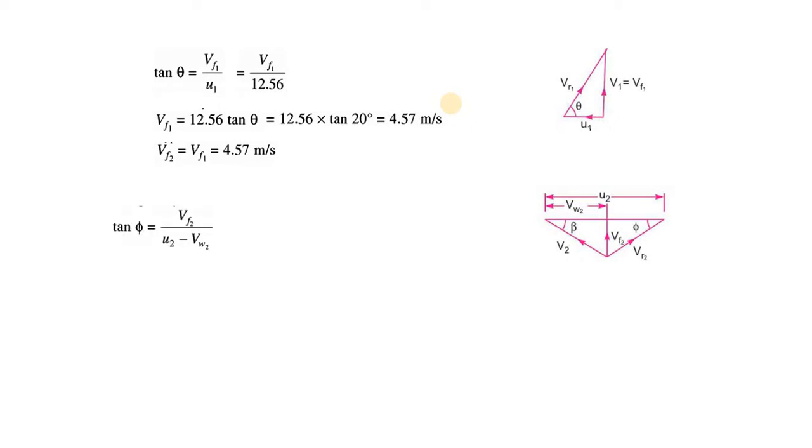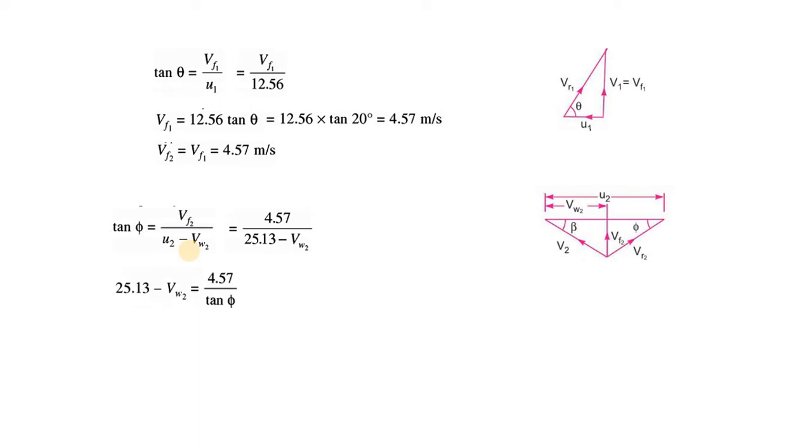From the outlet velocity triangle, what is tan phi? Let us consider this right angle triangle. Now the tan phi is Vf2 divided by this edge, so it's U2 minus Vw2. So tan phi is Vf2 divided by U2 minus Vw2, which is evident here. And that is also equal to, what is Vf2? From the earlier calculations, it is 4.57 divided by 25.13, which is U2. However, Vw2 is unknown here, but we know the value of phi.